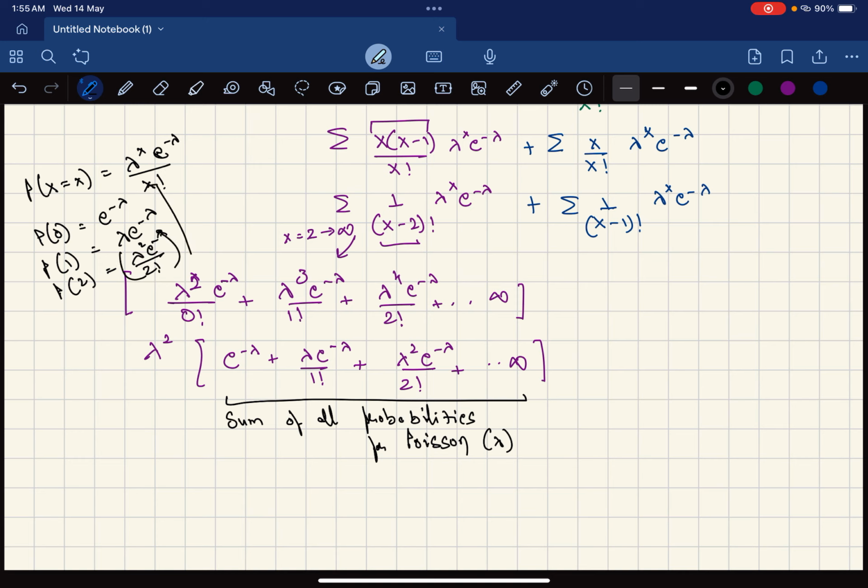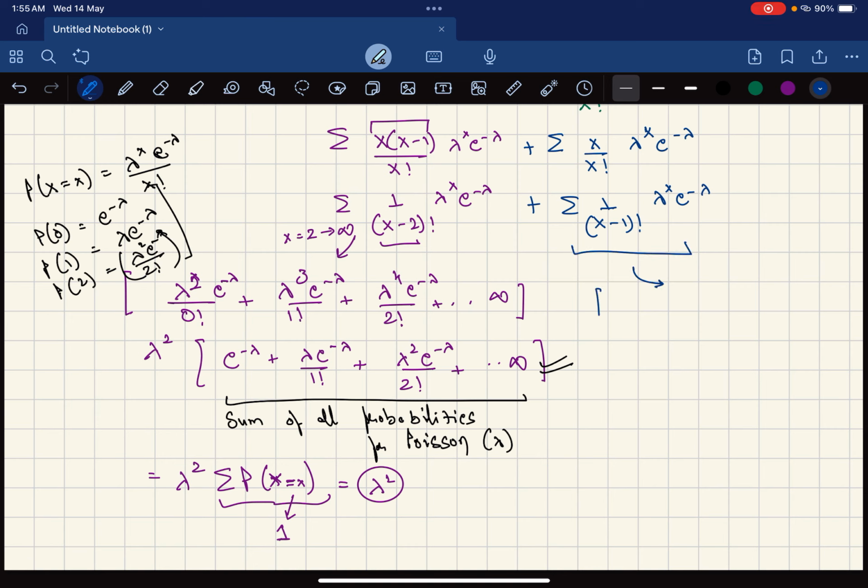Now all these terms are nothing but the ones which we are looking at inside the bracket here, and therefore we can write this as lambda square summation of P(X = x). So we are just summing up all the probabilities here, and we already know sum of all probabilities is always 1. Therefore this particular term comes out to be lambda square.